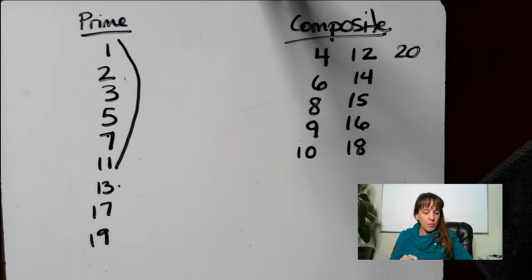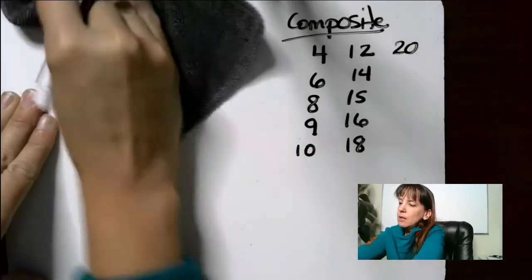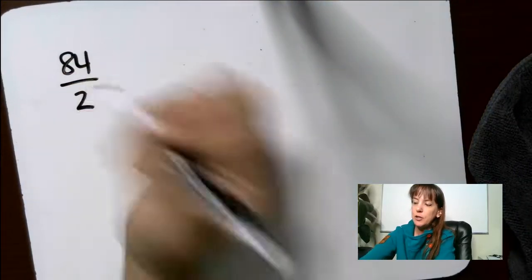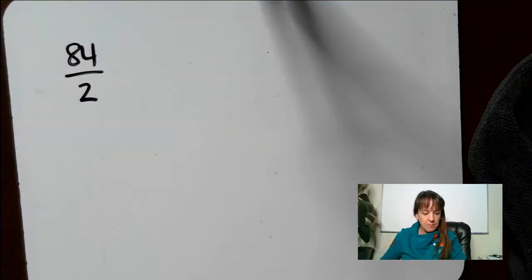So when we want to do products of prime numbers, let's say we've got a fraction that looks like this. It is 84 divided by 2. Sometimes it's necessary to write the composite numbers. Ignore that. Let's go down, I'm going to look at the next example.